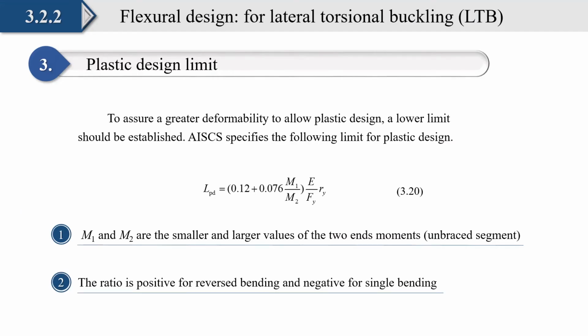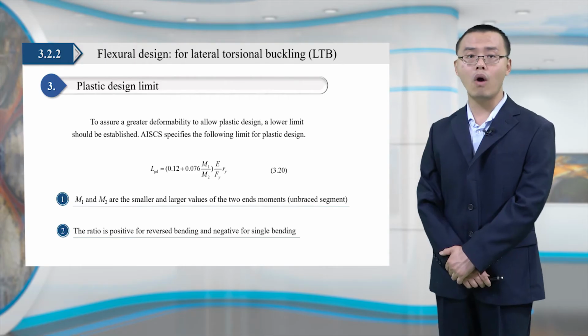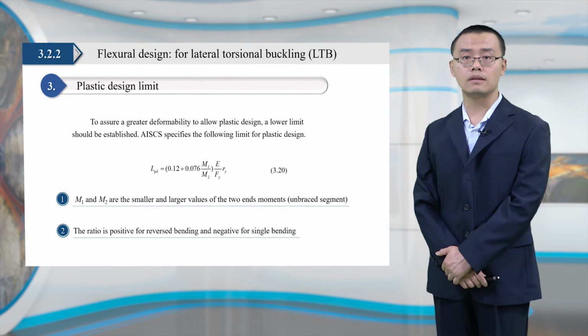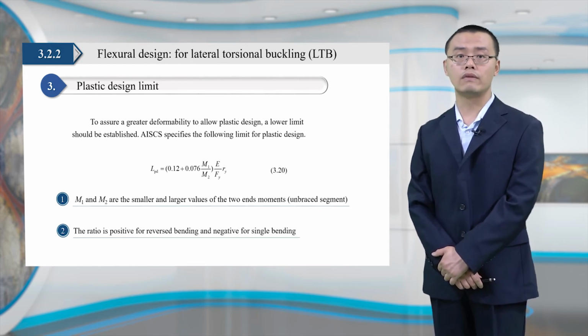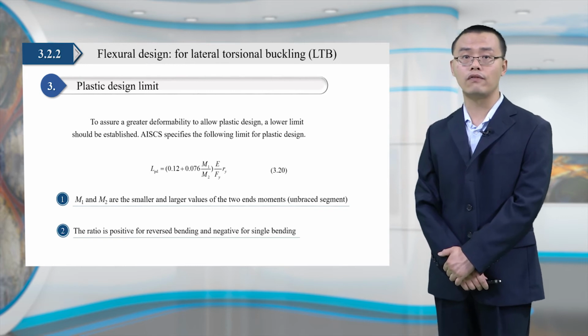To assure a greater deformability to allow plastic design, a lower limit should be established. AISC specifies the following limit for plastic design. L_PD is expressed as the following 3.20. M1 and M2 are the smaller and larger values of the two end moments of the unbraced segment. The ratio is positive for reversed bending and negative for single bending.